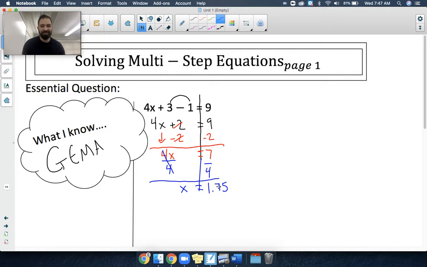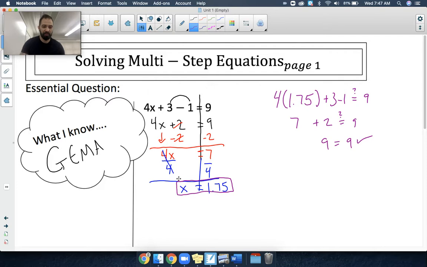Now our goal is to prove that we did do it right. Our check step, we're going to substitute that x back into there. So we have 4 times, instead of x, 1.75 plus 3 minus 1. And we want to know, does that equal 9? Well, 4 times 1.75 is 7 plus, and we did 3 minus 1 is 2. We want to know, does that equal 9? 7 plus 2 is 9. 9 equals 9. It checks out. So we know that this answer is correct.